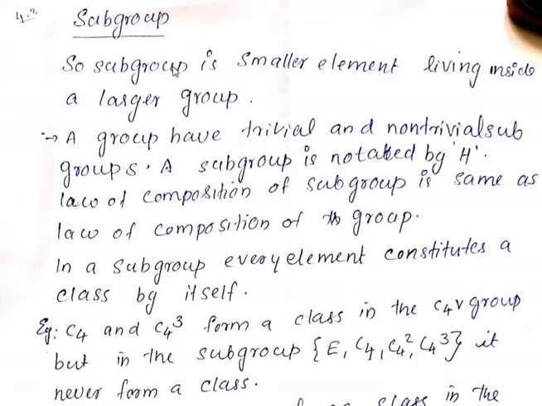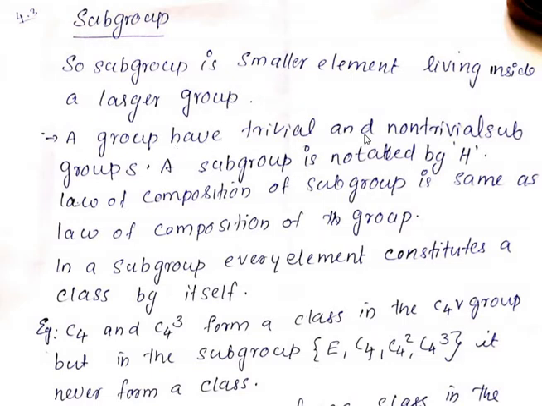Okay, subgroup. A subgroup is a smaller group inside a larger group. So, a subgroup is a smaller element living inside a larger group. Every subgroup may be a trivial or a non-trivial subgroup. So, a group has trivial and non-trivial subgroups.